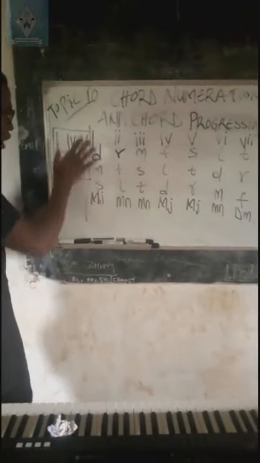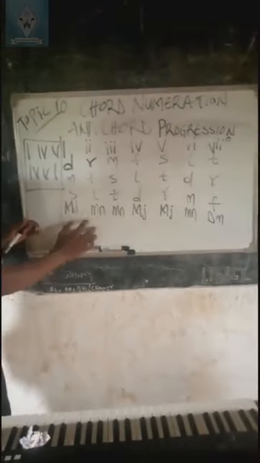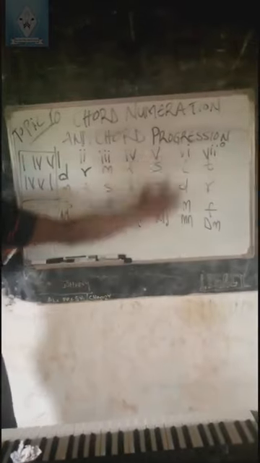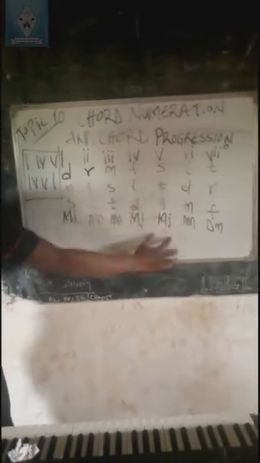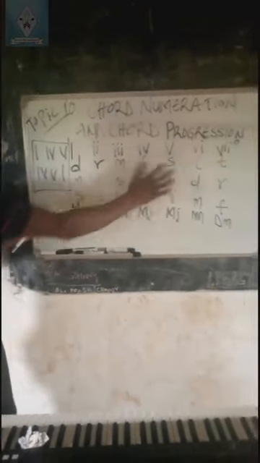So following this progression now, I will play these notes from chord 1 to chord 4 to chord 5, chord 4, chord 5, and chord 1. That is Do, Fa, Sol, Fa, Sol, Do.